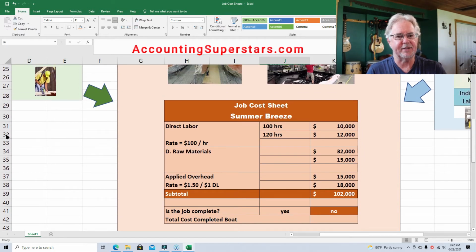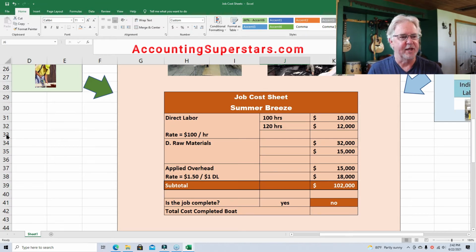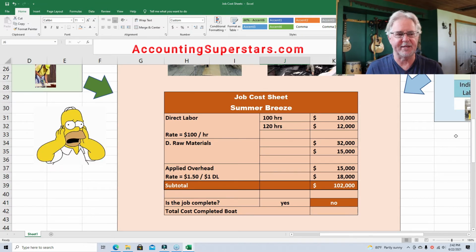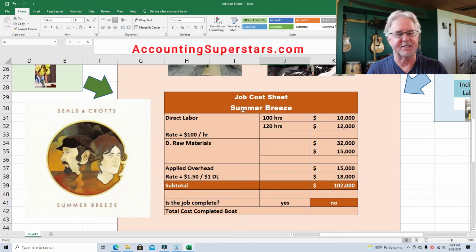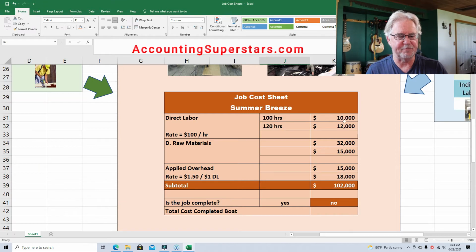Now, this company, just for illustrative purposes, I only have two job cost sheets. So we're pretending that Sunset Sailboat Company has only two sailboats in process. Now, in reality, a sailboat manufacturer might have many sailboats in process, maybe 20, 30, 40 sailboats in process at one time. But just to keep it easy, we have two. Now, these are custom sailboats, and one of the sailboats here is called Summer Breeze. Kind of a pretty name. So Summer Breeze, and you can see that a lot of labor has been put into this boat, a lot of raw materials, and a lot of overhead too.